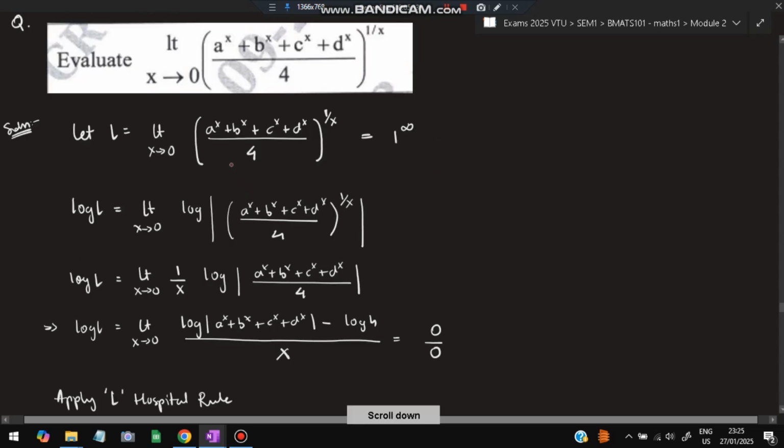How you will do the evaluation is, first you will take the log value. Okay, logarithm here and here. Log L will be equal to limit x tends to 0 of log of this whole thing.